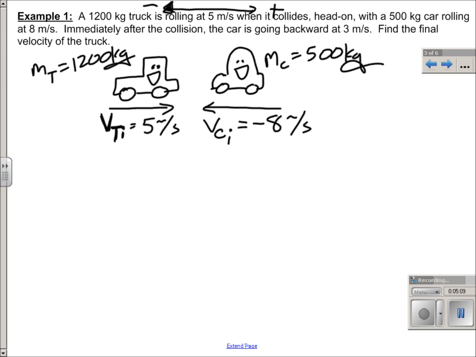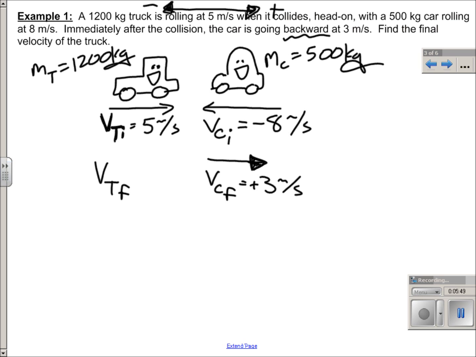Immediately after the collision, the car is going backwards. So the car is going to get forced back this way. So here's the velocity of the car final, meaning after the collision. It's 3 meters a second, and you've got to be careful here. A lot of people look at this and they see the word backwards and they think, oh, it's got to be negative. But based on my drawing, backwards is actually in a positive direction, right? Because it's going to the right, and right is positive, right? So that's actually positive 3 meters a second. All right, and our goal is we're trying to find the velocity of the truck final. Okay? So that's everything that we know.